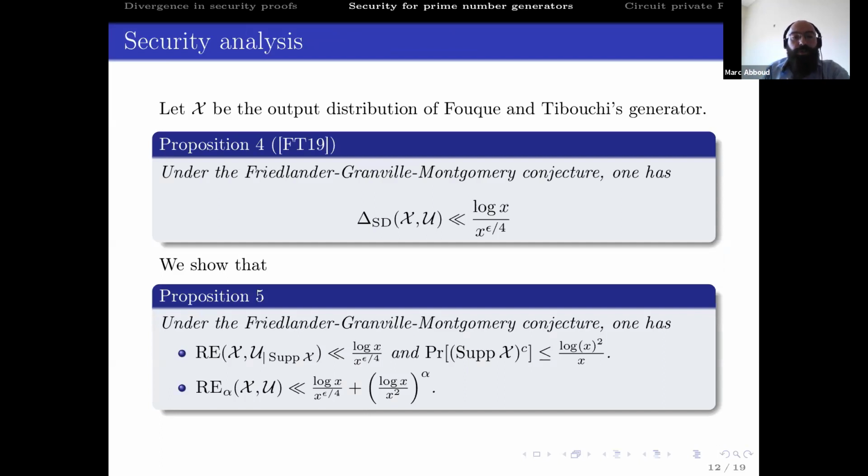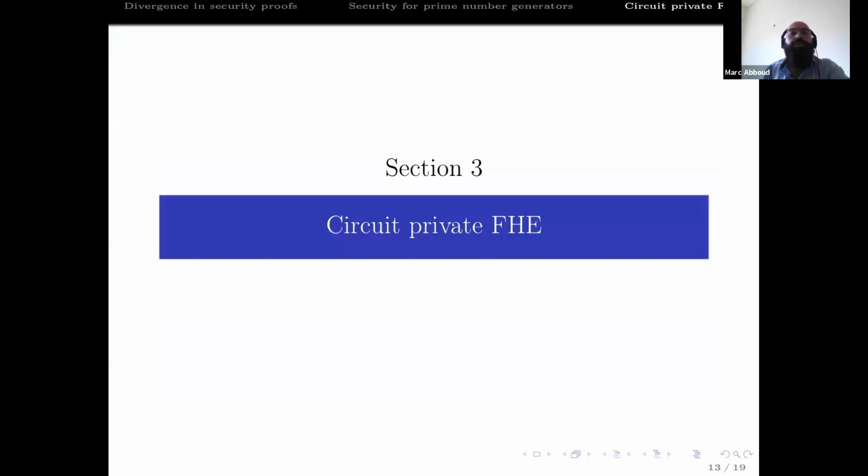Remember that the relative error does not need to be as low as the statistical distance. So you get the same level of security. We showed in the paper some computations, and you can roughly divide epsilon by 5. So that's it for the prime number generators.